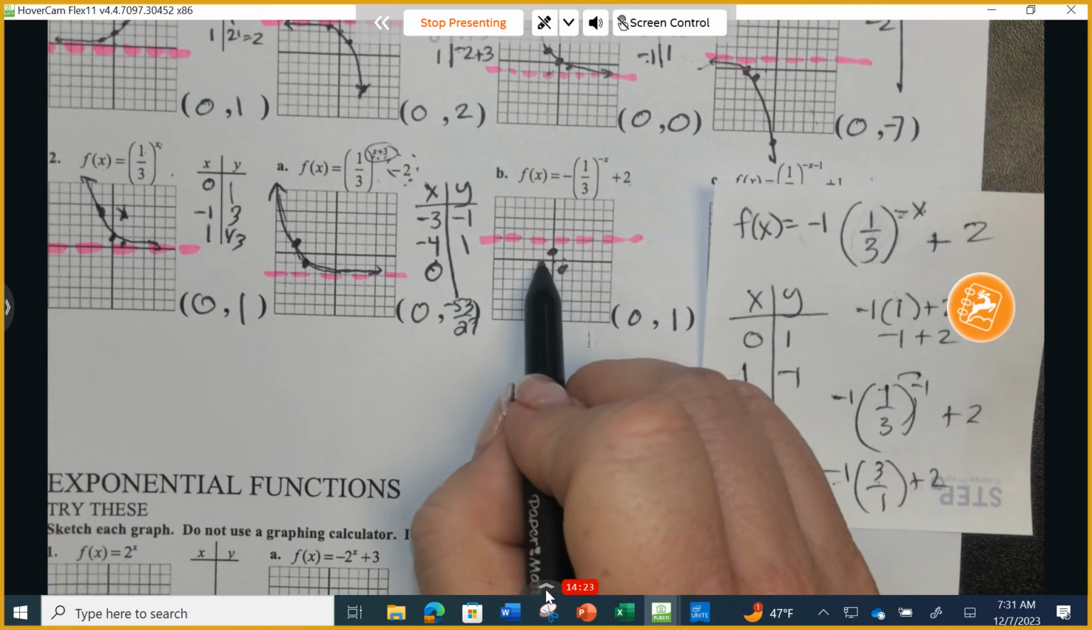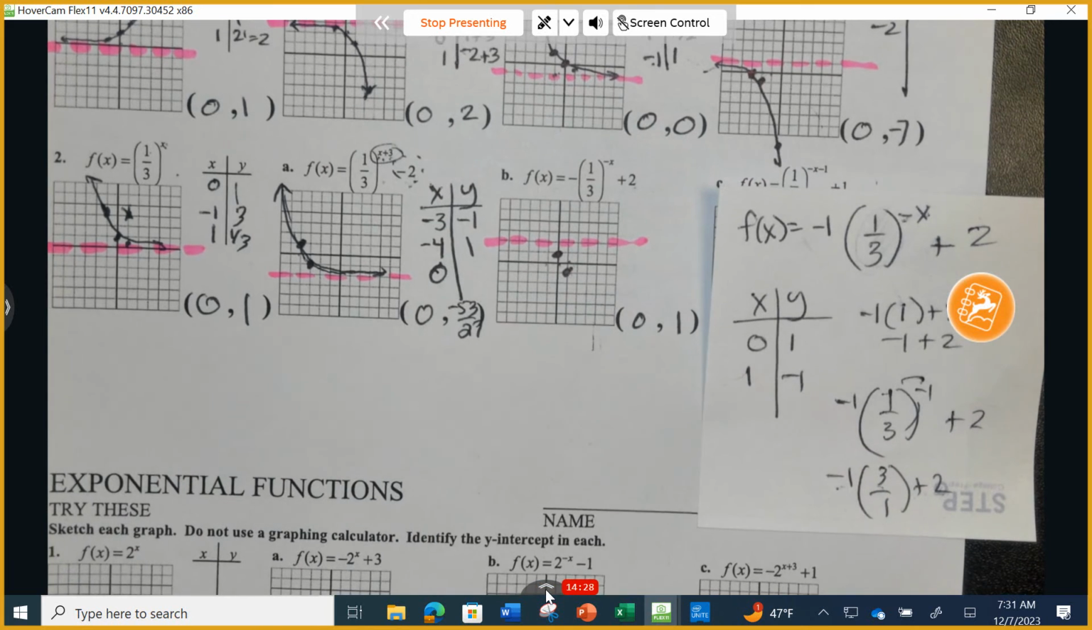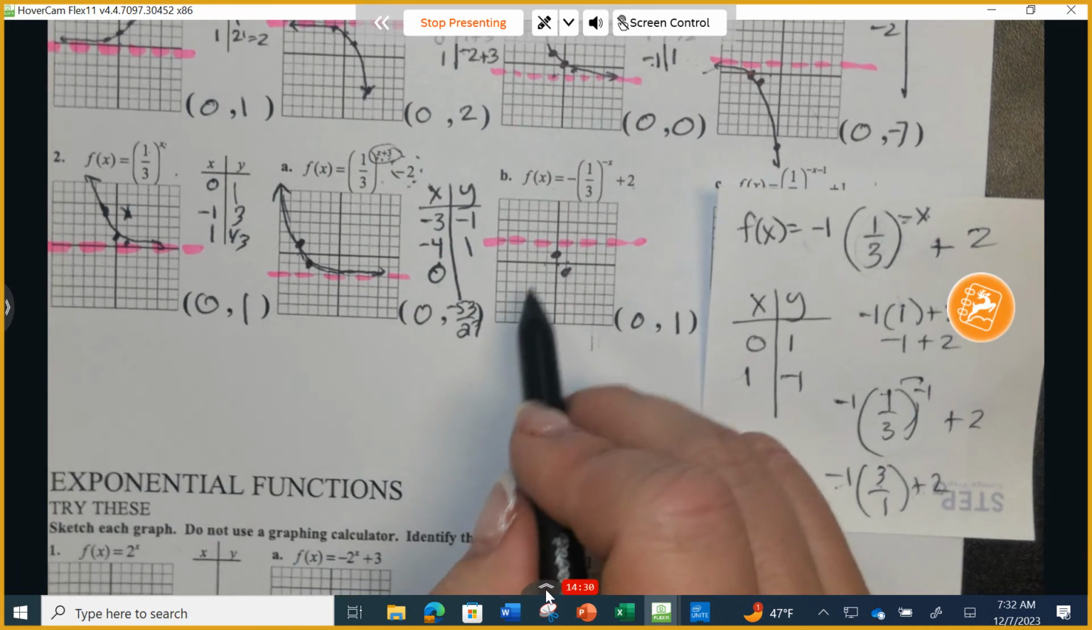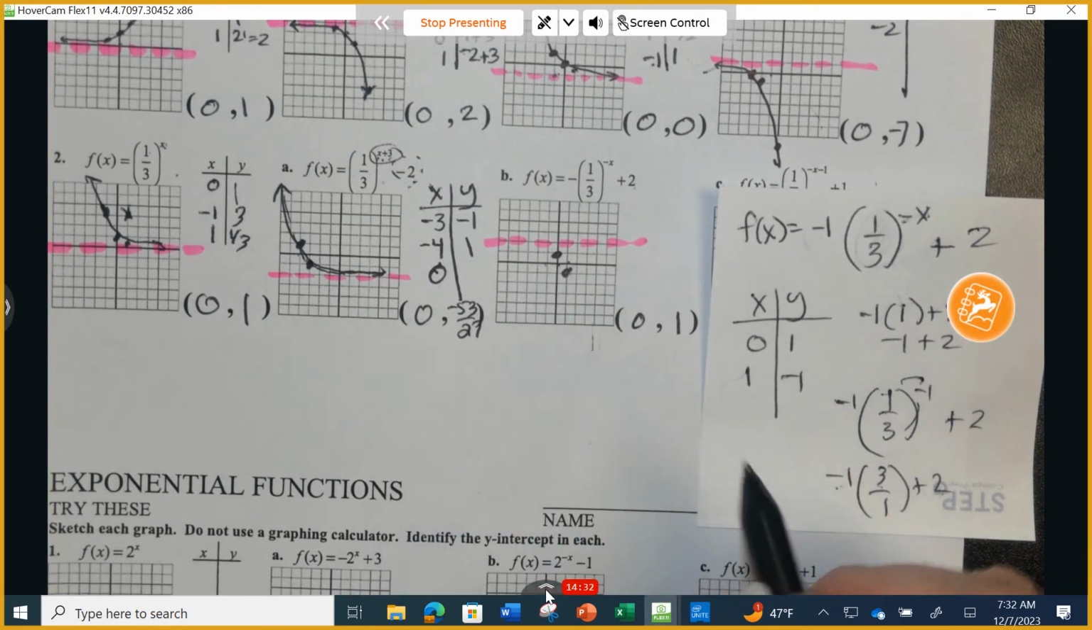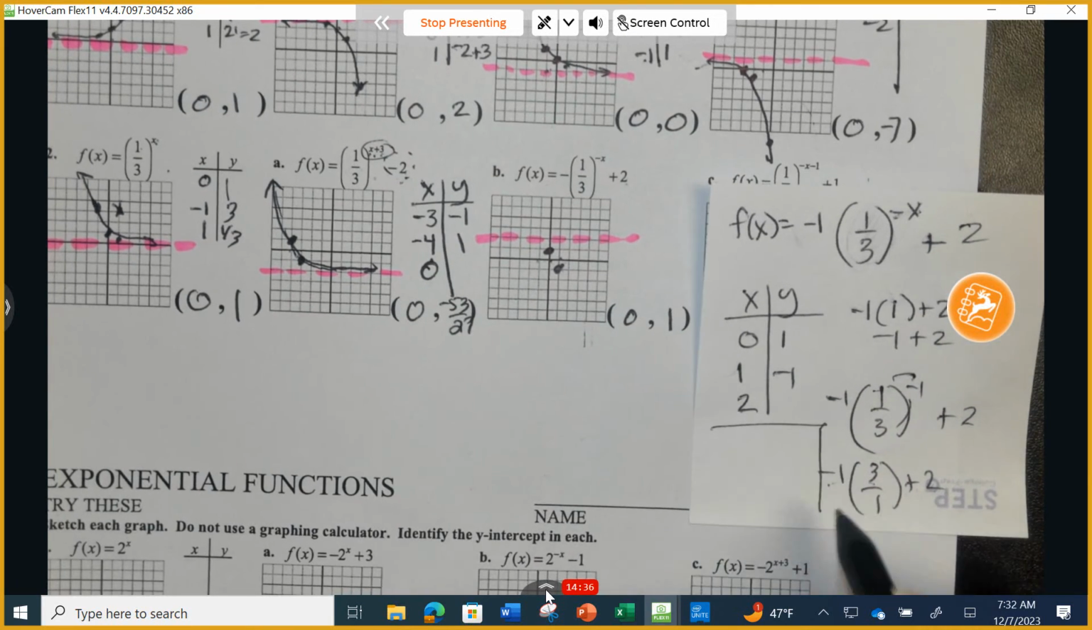I have a choice now to do a -1, or to plug in a positive 2, whatever you choose to do. I think I'm going to plug in a positive 2. I think it'll be less fractions for me to work with. You could choose either one.